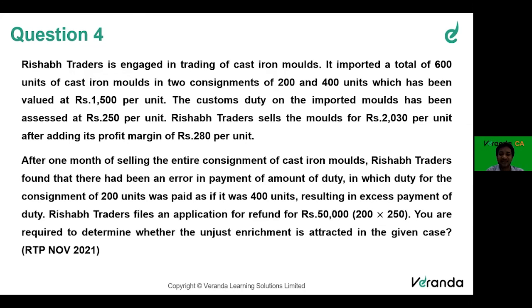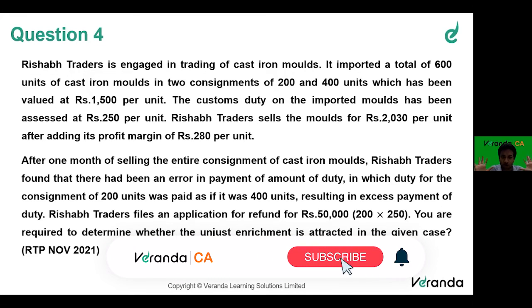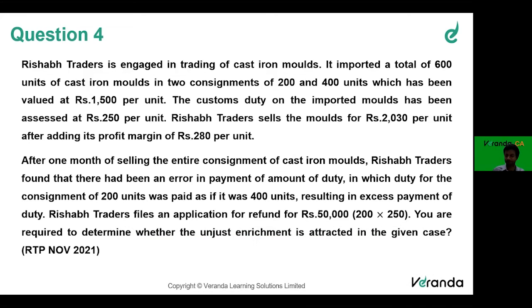Rishabh Traders sells the molds for rupees 2,030 after adding a profit margin of 280 per unit. So the fact of the question is, he imports a unit for 1,500. 250 is the cost of customs duty. So 1,750 is the landing cost. To 1,750, he adds 280 rupees profit margin and 2,030 is the sale price. So his profit margin is fixed at 280 per unit across. Clear? Next part of the question.